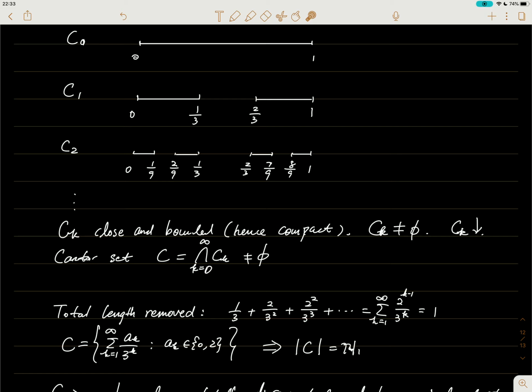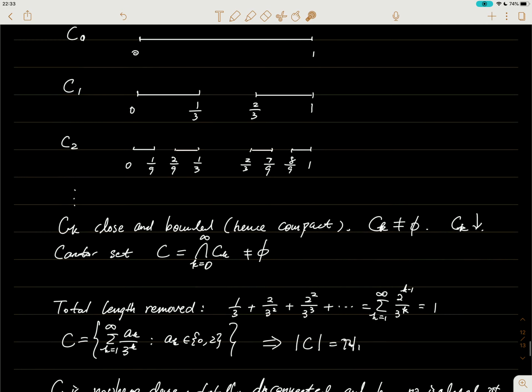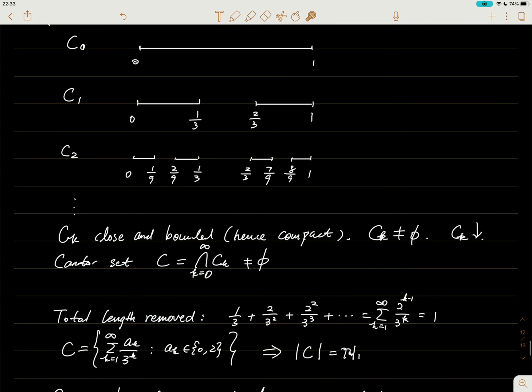So that means the Cantor set itself only has measure 0. The length of this C is just 0. So it is a measure 0 set. Surprisingly, it's a measure 0 set, and although it's measure 0, we can show that we will only end up with some discrete points, and these points are actually this.